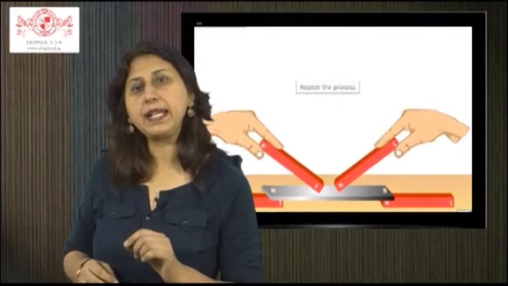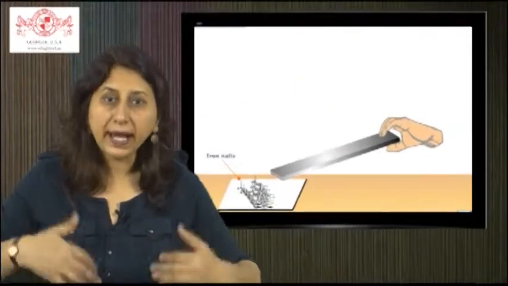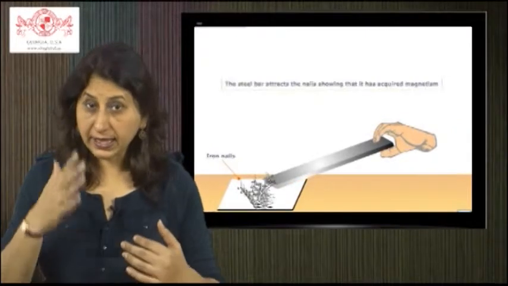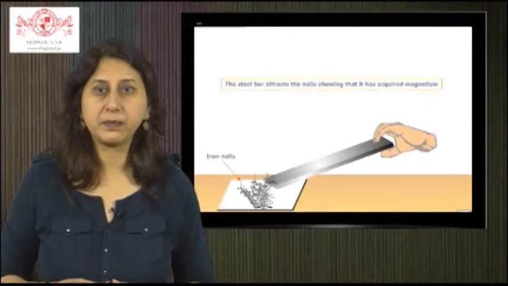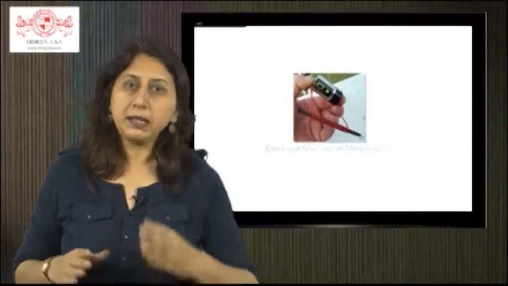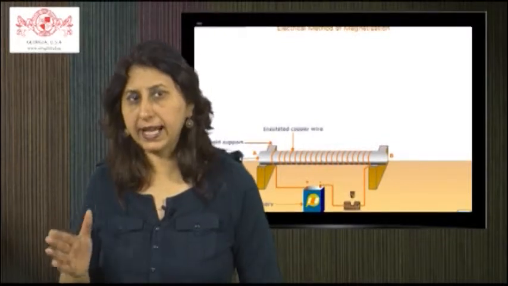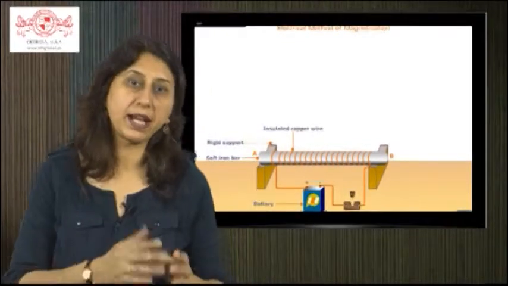Now place some iron nails on the table. Bring the steel bar near the iron nails. The steel bar attracts the nails, showing that it has acquired magnetism. Electrical method of magnetization. The bar to be magnetized is placed inside a long coil of insulated copper wire. The copper wire is connected to a source of direct current.